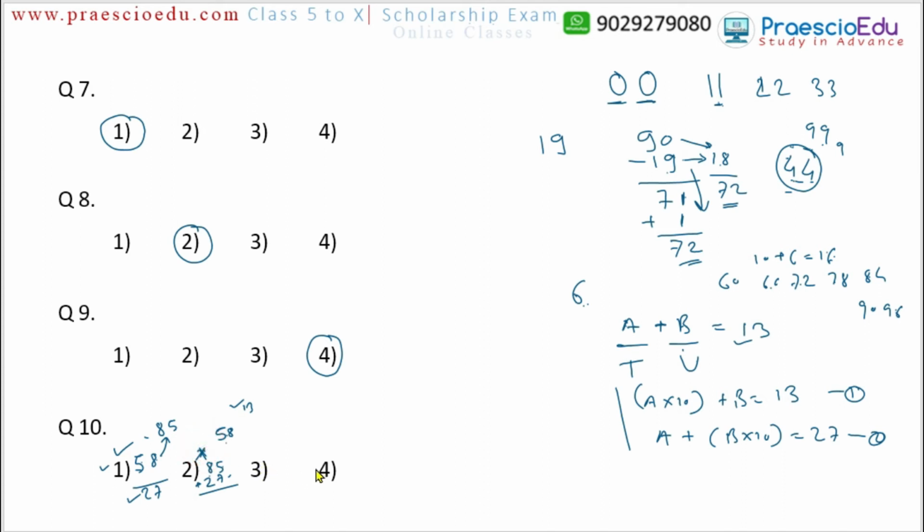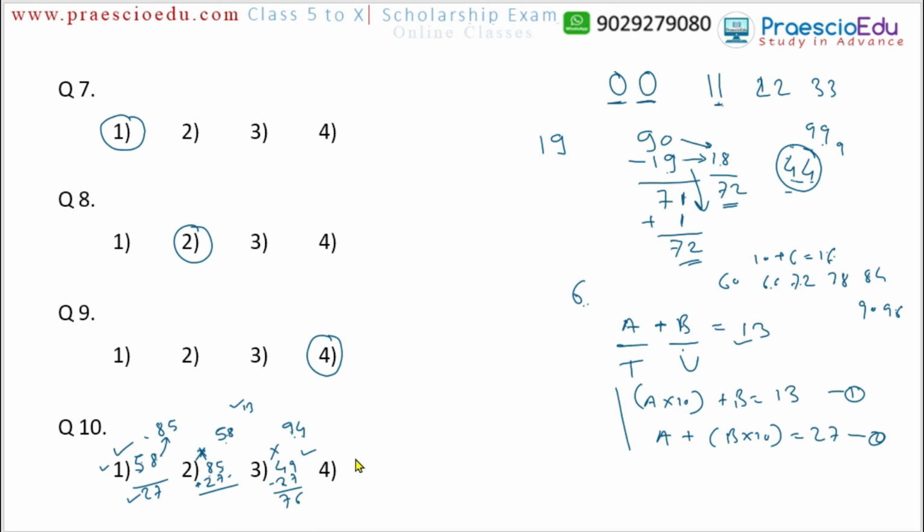Then option number 3, 49. If we interchange, it comes to 94, and the addition of the two digits is 13, so the first condition is fulfilled. But if we add 27 to 49, it comes to 76. So this does not fulfill our criterion of 94; the interchanged number should come when you add 27. This is incorrect.